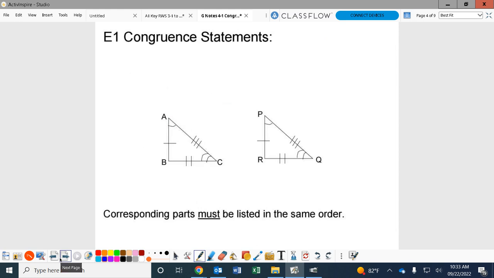Okay, guys, congruent statements. You're going to have to do this on your homework. This is like problem numbers 4 through 7. 4 through 7 are just like these. You're going to have to be able to tell me all the sides that are the same and all the angles that are the same.